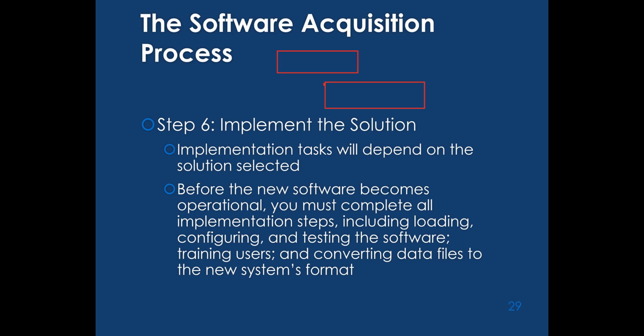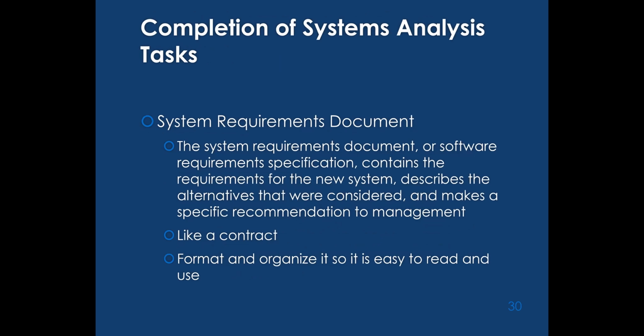After that, when we talk about the software acquisition process, the completion of the system analysis task, the first one is that we have to do the system requirement document. Now we are coming to the end of the analysis phase, which means you have to prepare the system requirement document, or software requirement specification, or software spec. It contains the requirements for the new system.